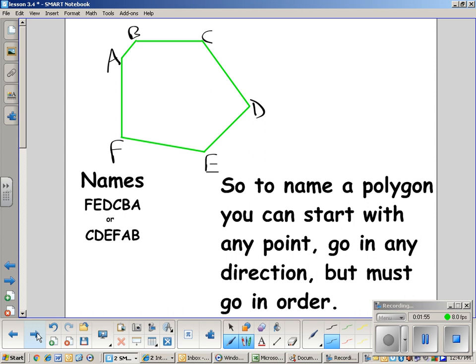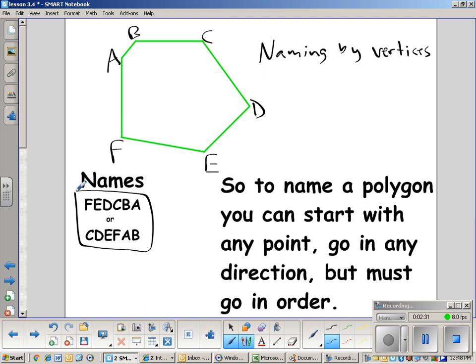Okay, how do you name a polygon? When you name a polygon by its vertices, I should have put this on here, naming by vertices. You name it by vertices. Two examples of the name of this polygon could be FEDCBA, or CDEFAB, or ABCDEF.